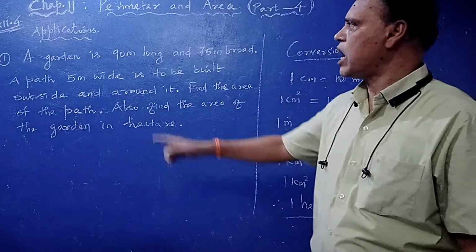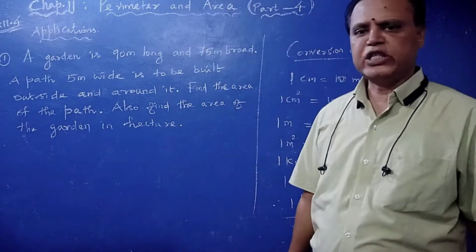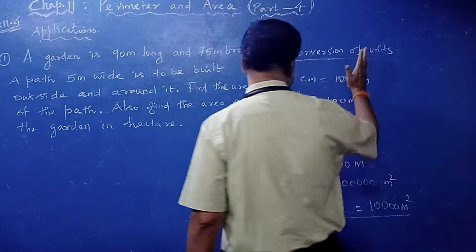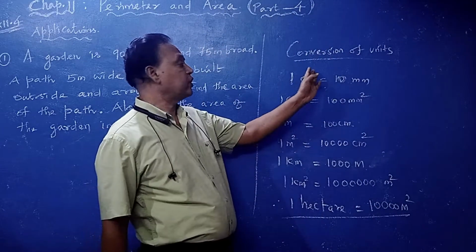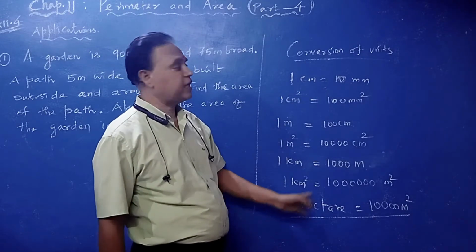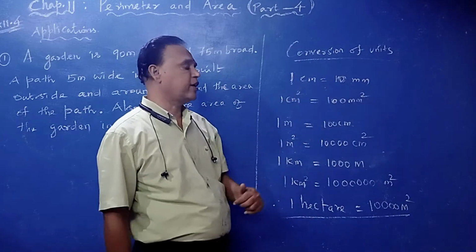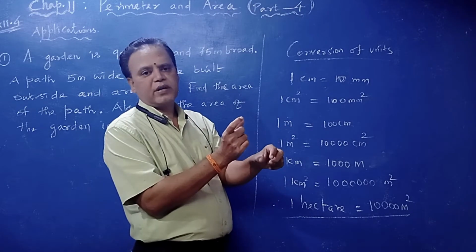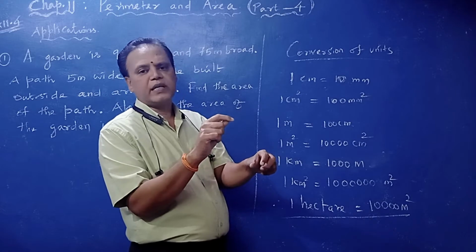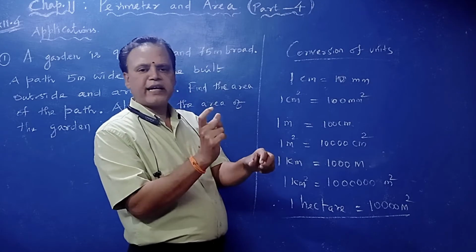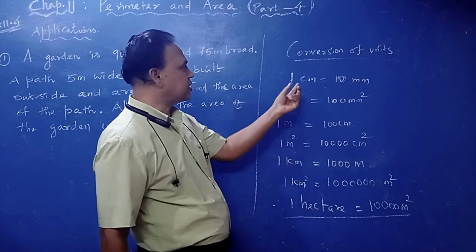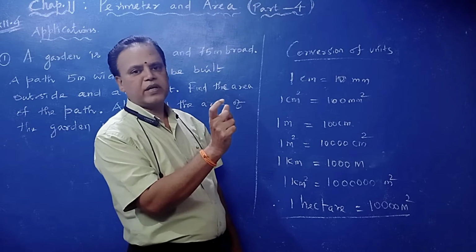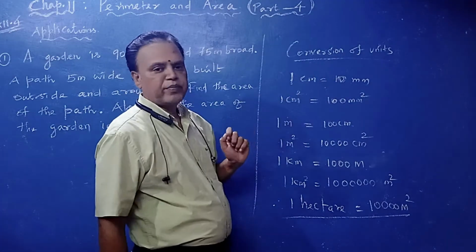Next topic, we will see application problems. First we will see the conversion of units. Already you might have studied this in lower class. You know very well, 1 centimeter equals 10 millimeter. In the scale, if you take 1 centimeter, 10 lines will be there. Count the 10 lines, that is millimeter. Each centimeter has 10 lines, that is 10 millimeter.